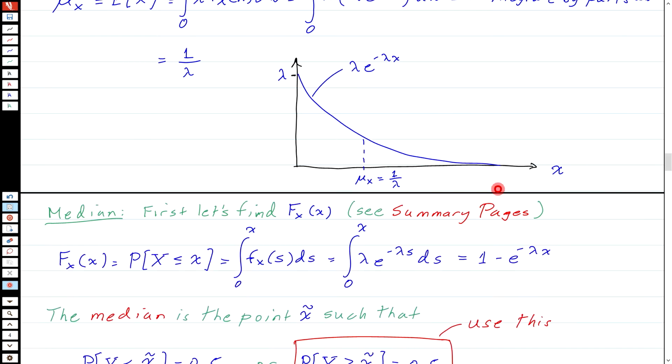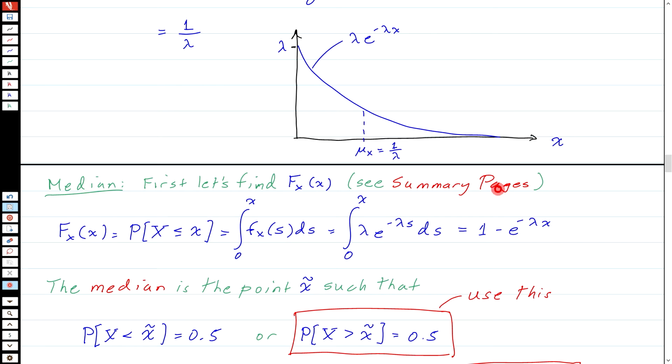How about the median? Well, probably the easiest way to find the median is to first find capital F of x. Capital F of x is equal to the probability that X is less than or equal to x. So in this picture here, if this is x, it would be the area under this curve up to the point x. So the integral from 0 to x of f of s ds, and I've substituted in my little f, 0 to x of lambda e to the minus lambda s ds. And this one is easier to integrate. You don't have to integrate by parts, and you'll find that this is equal to 1 minus e to the minus lambda x. And by the way, this result is shown in the summary pages.